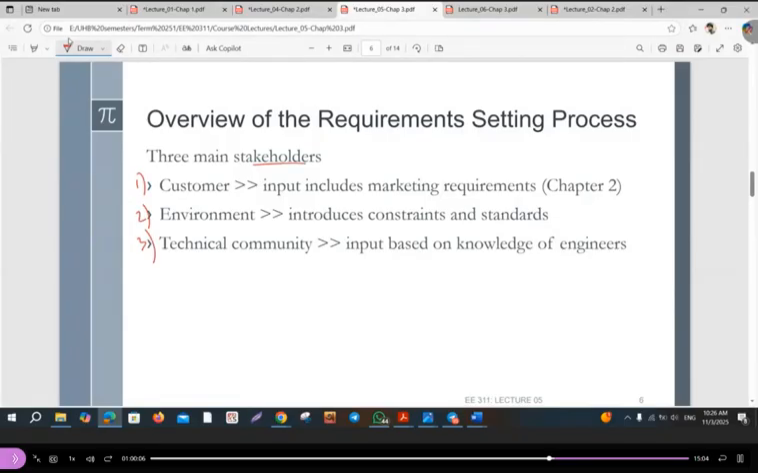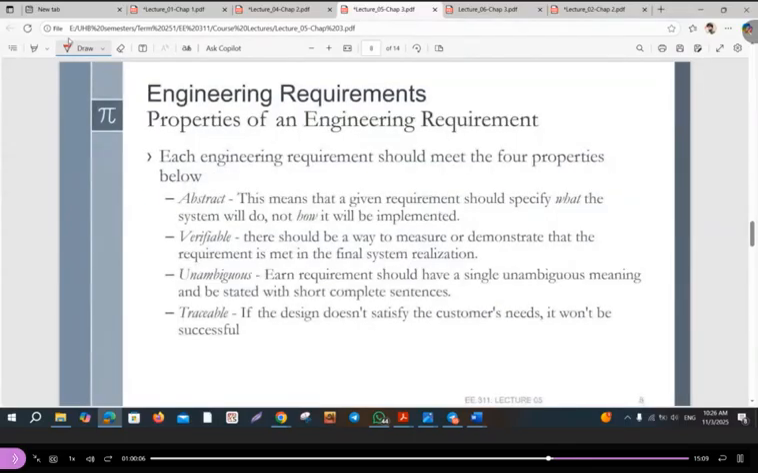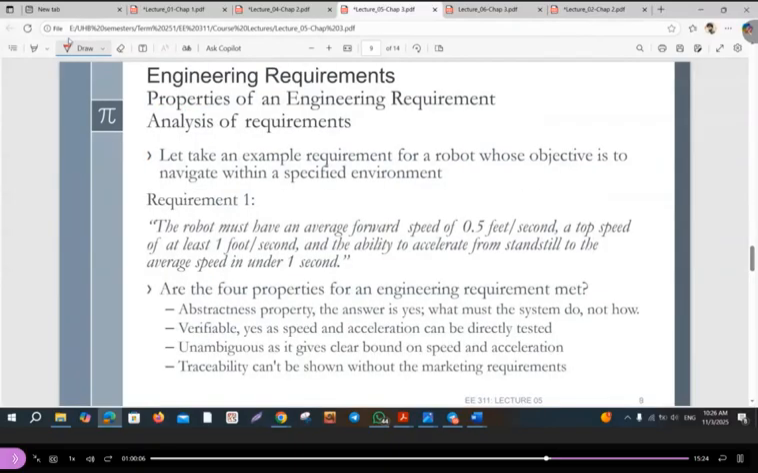For example, if I provide you a design requirement, does it fulfill the 4 properties or not? You have to check and verify, and you should know how to check and verify each requirement. For example, this is one requirement, this is another requirement. Are the 4 properties met or not? You should know how to use them, and if they are not met, you have to know how to rewrite the requirement. These are the important things.